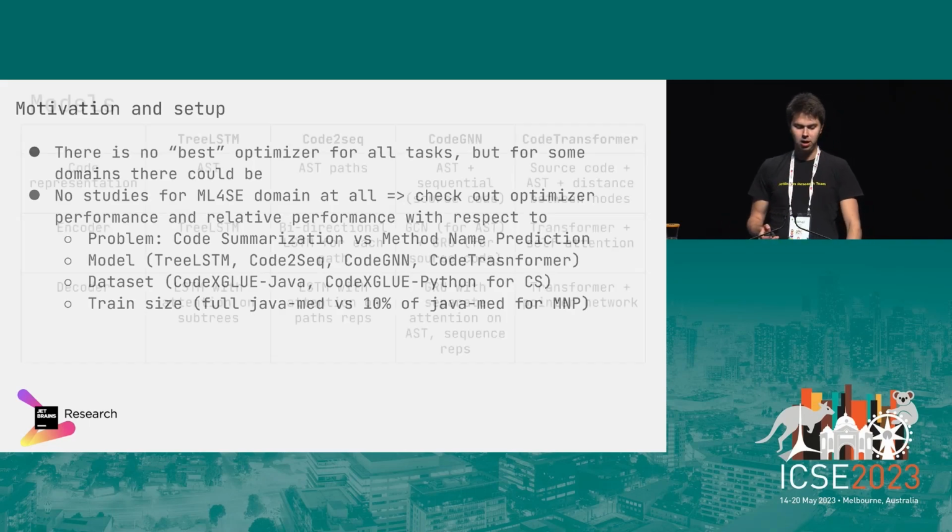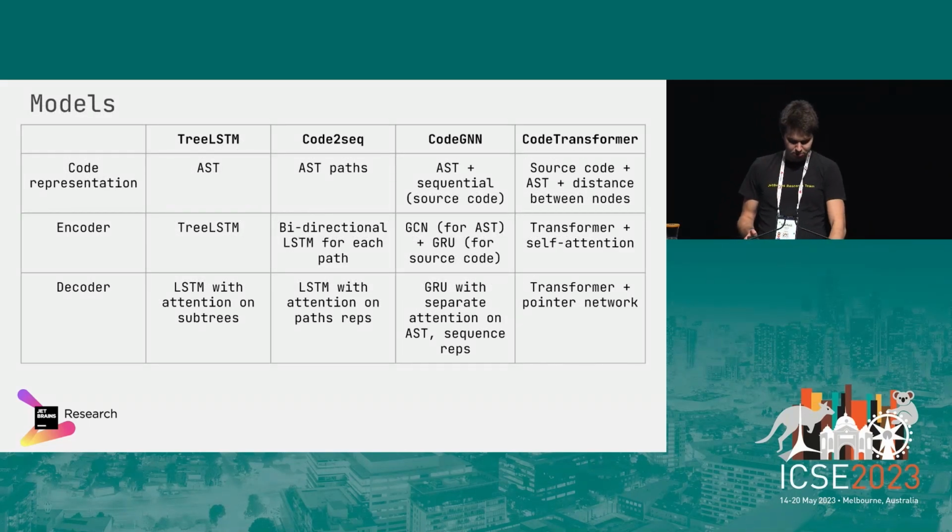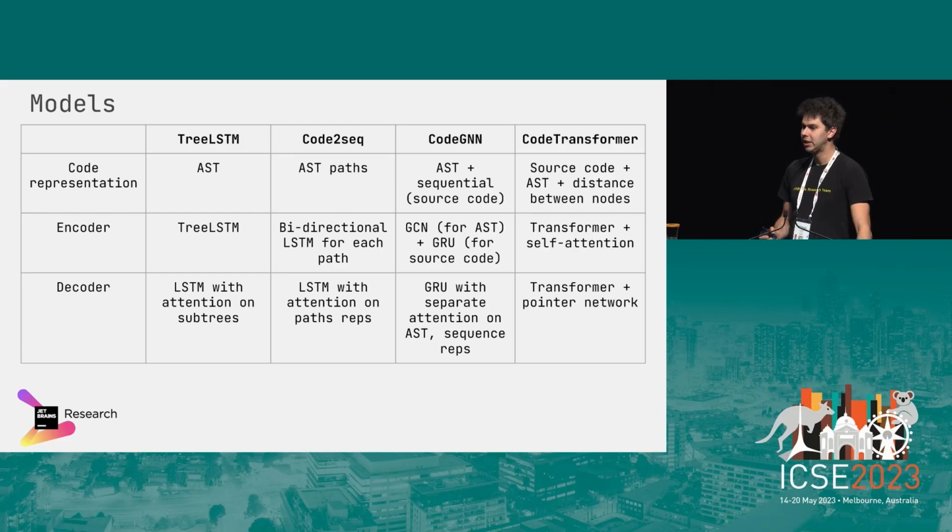So let me describe our setup in a little bit more detail. As I mentioned on the previous slide, we would like to evaluate the optimizer performance and whether it depends on different types of models. So we have four models here. Two of them are recurrent neural networks, one is a graph neural network, one is a transformer. These models have a relatively small number of parameters, on the order of tens of millions. It would be nice to study bigger models, but that would be computationally prohibitive for us.